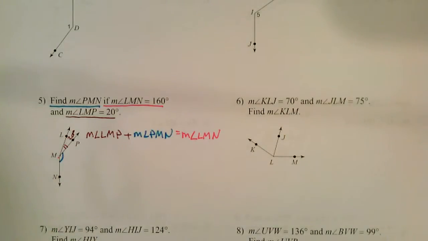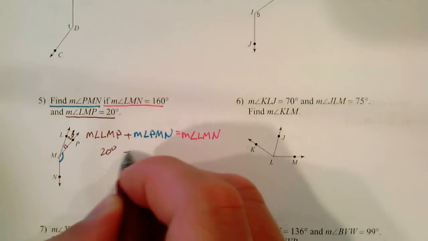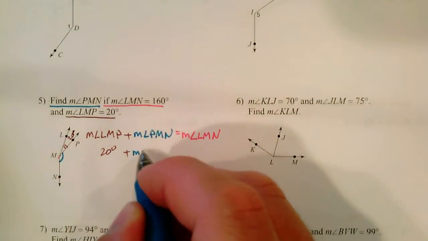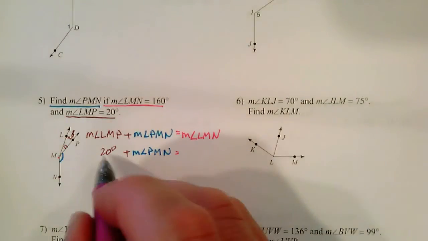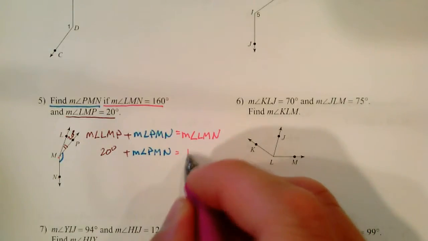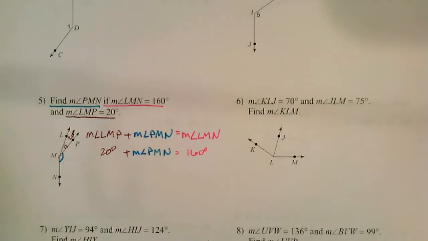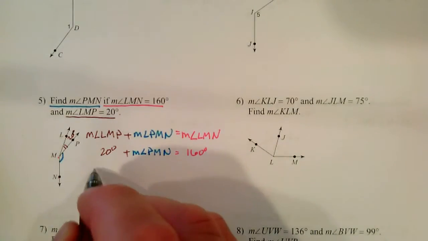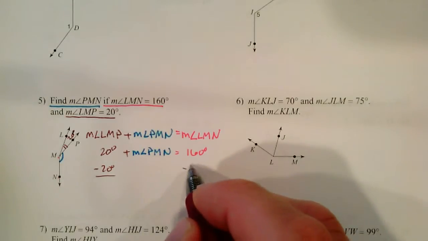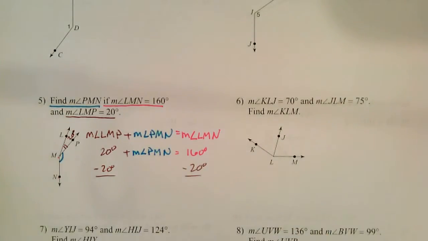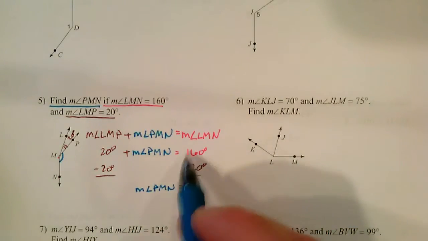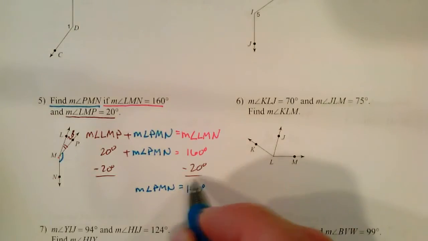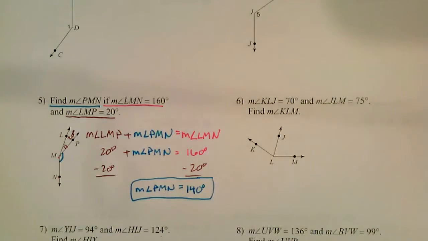Then we'll go ahead and substitute the values we know. This is 20 degrees plus, we still don't know what measure of angle PMN is. We know that when we add it to this 20 degrees, we get 160 degrees over here. So we got a little equation to solve here. We subtract 20 degrees from both sides, and we end up with measure of angle PMN equals 160 minus 20, which is 140 degrees. All right? I'll leave the rest of these up to you.